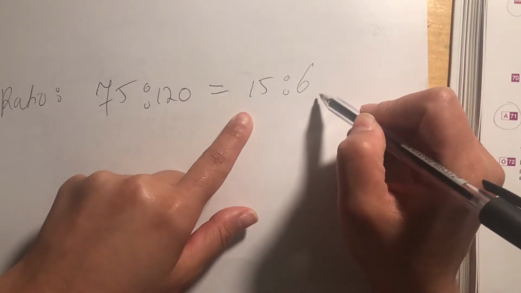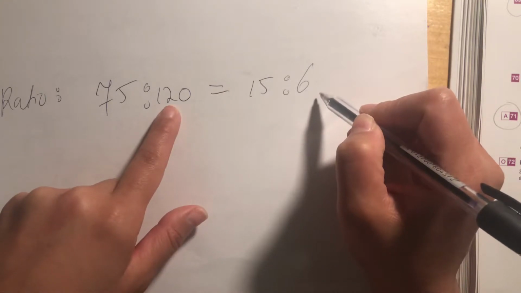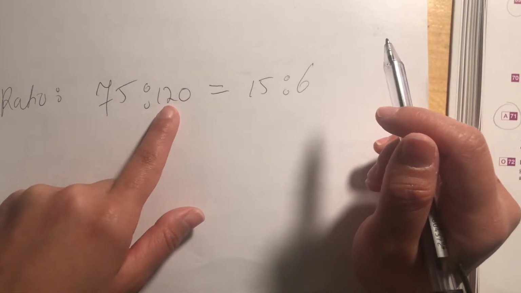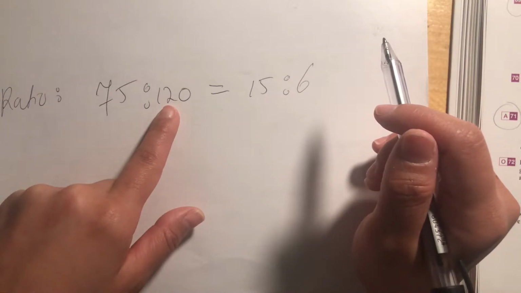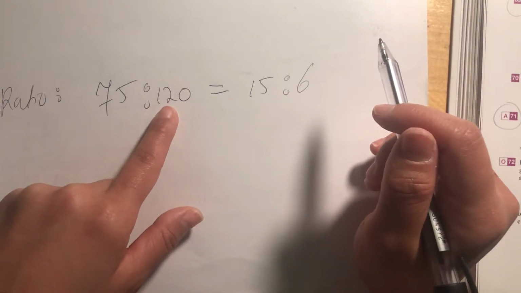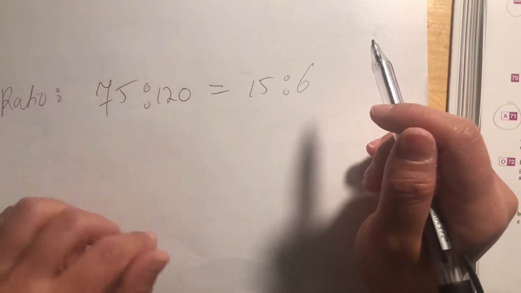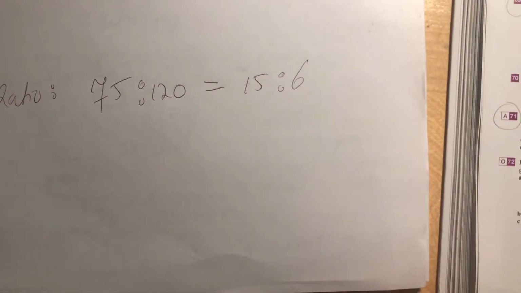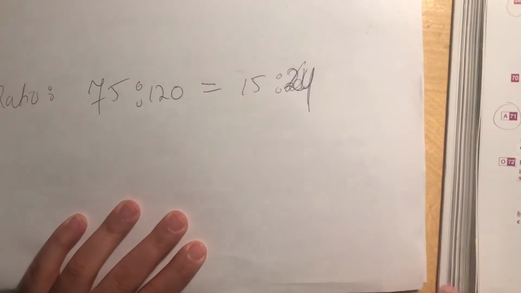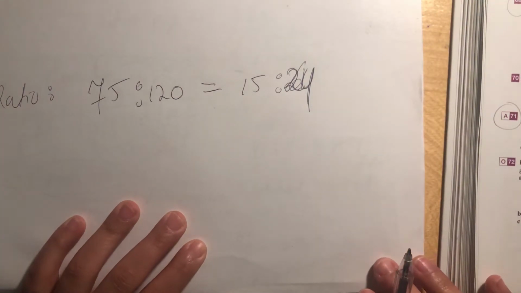Yes or no? This divided by 5 is not 60. I'm really bad with calculating mentally. I'm still calculating. It's 24. 24. Yes, 24. Thank you all. 24. So 15 to 24.